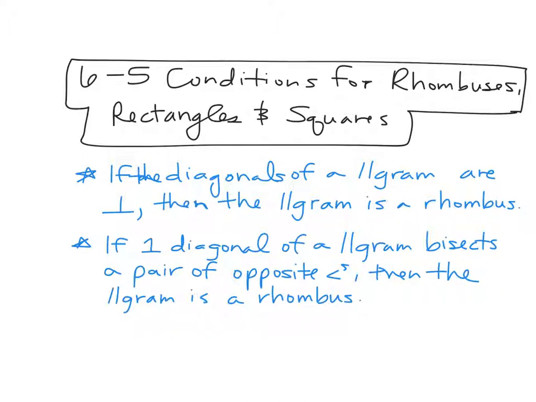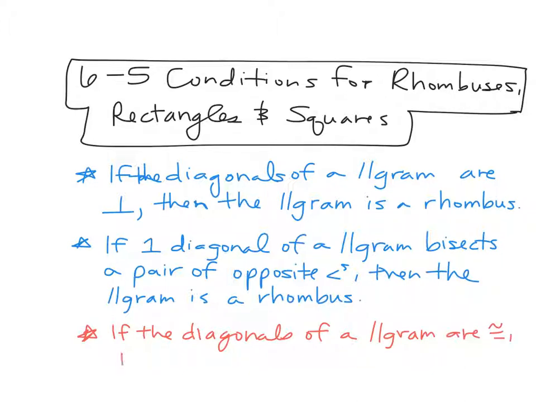And again, you don't have to say rhombus or square, because a square is a rhombus. So you can just say a rhombus, and that covers squares as well, okay? So those are the 2 about rhombuses. And then the third one, God bless you, says this. If the diagonals of a parallelogram are congruent, then it's a what? Rectangle. Then the parallelogram is a rectangle.